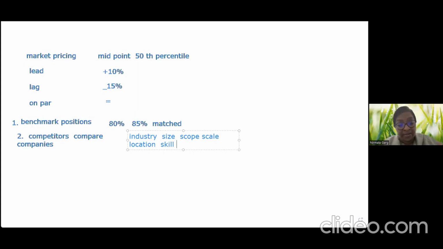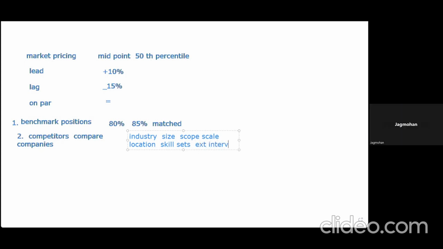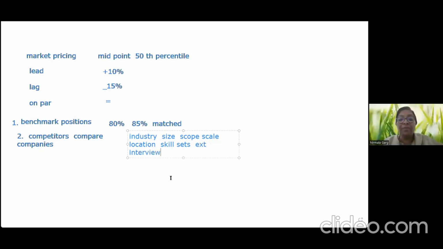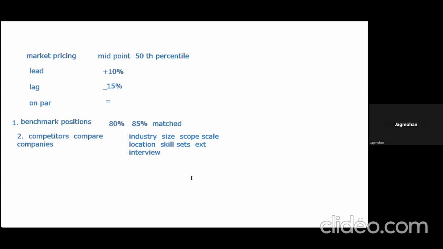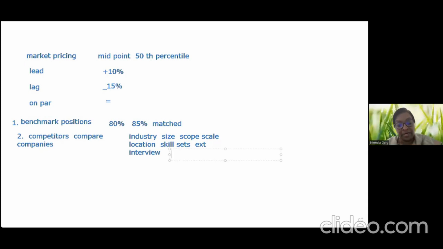And where will you get that data? From your, when people exit, you will have an exit interview. Exit interview data. Or maybe the recruitment team can also tell you where we are hiring from as well. So typically your recruitment team will get you this data. Okay. Done. Then what will you do?